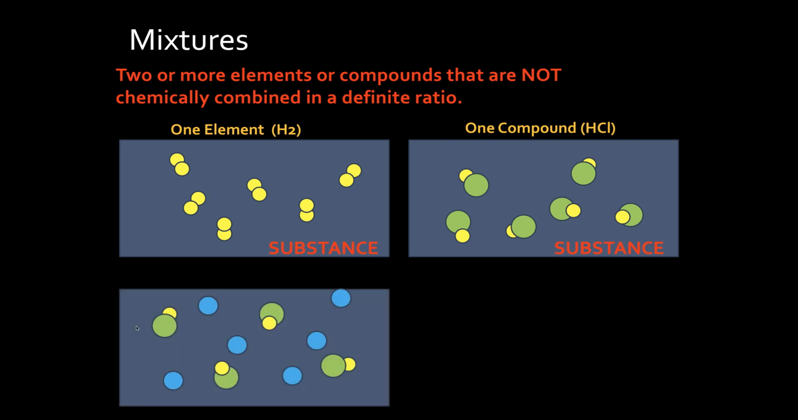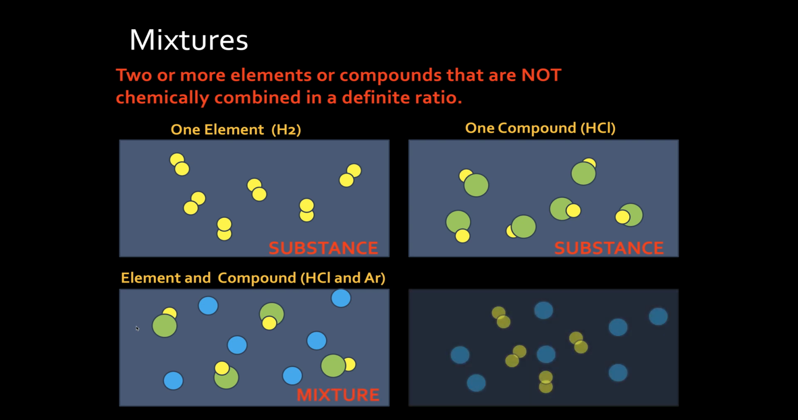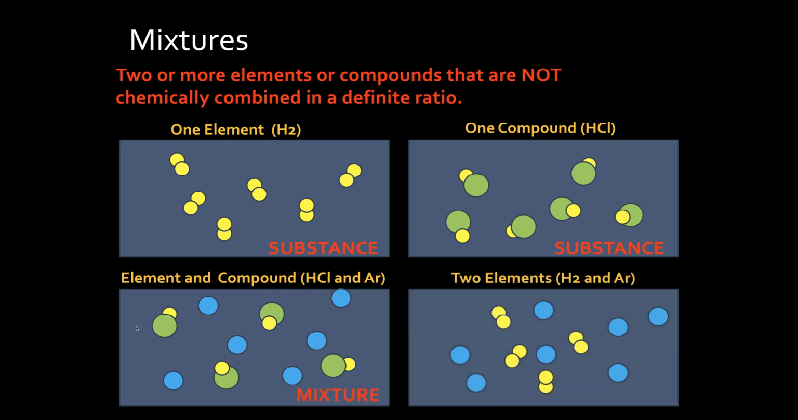But what if you have multiple substances mixed together, but they're not actually chemically bonded to each other? Well, in that case, we have a mixture. In this case, argon and hydrogen chloride. And in this case, we have argon and hydrogen. So you can have mixtures containing elements and compounds, two elements, or even two compounds, but they cannot exist in any definite whole number ratio.